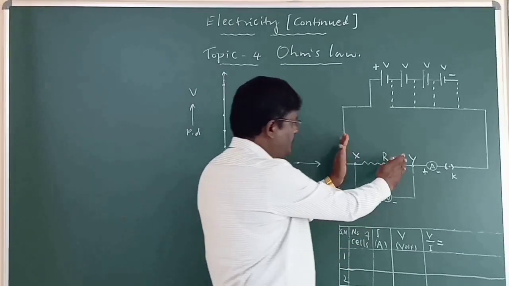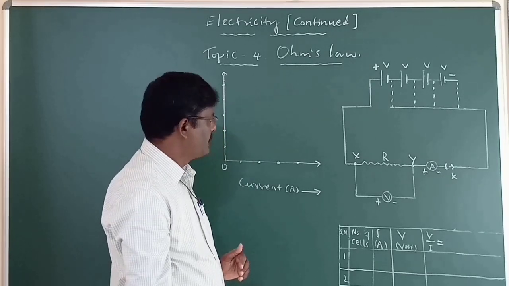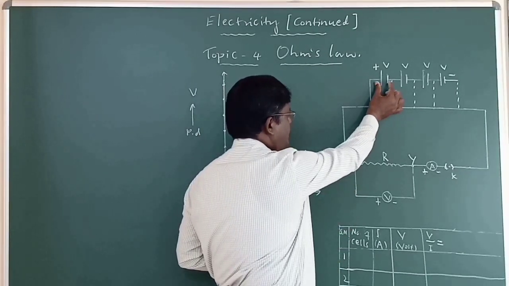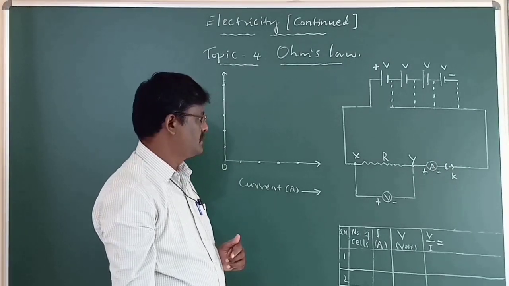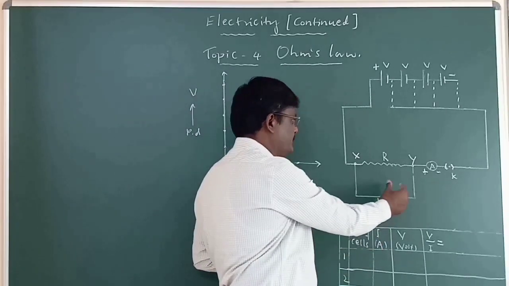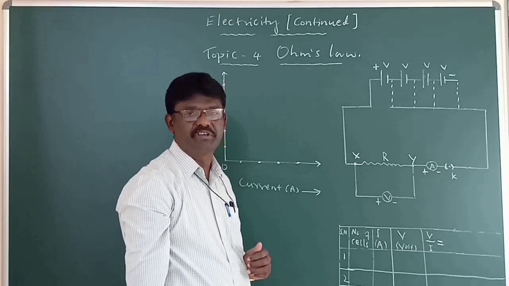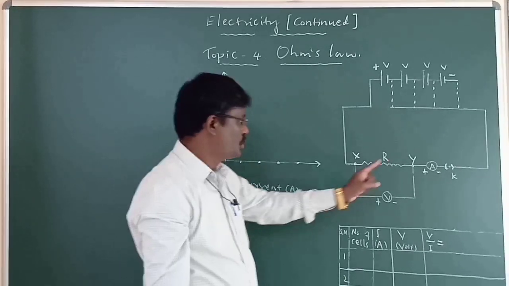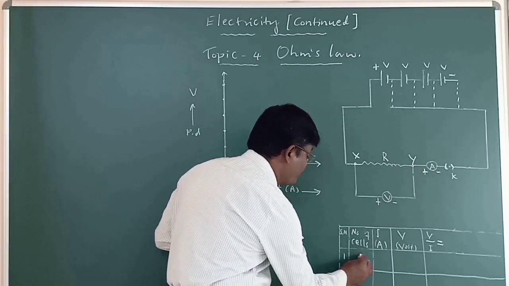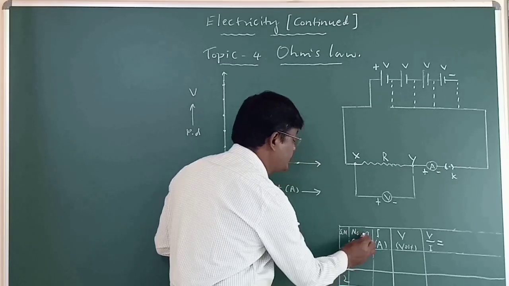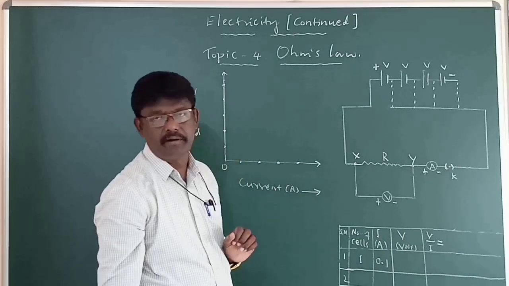Okay, the connections are as shown in the figure. Now, when one cell is connected, after connecting one cell, we have to note down the reading in the ammeter. You know, an ammeter is a device used to measure electric current. So note down the reading here. When we use one cell, let the ammeter reading be 0.1 ampere.